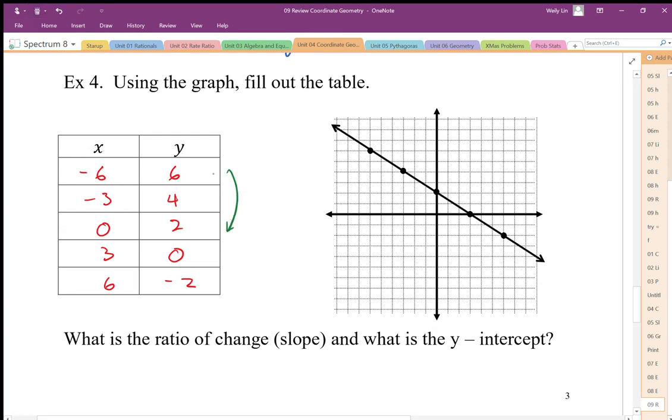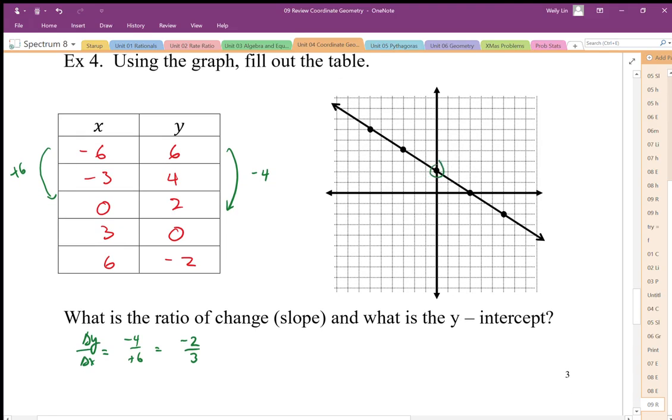Okay, and I can come up with my equation given just this picture here by showing my change in x or change in y. That's going to be down 4. In this case, it's going to be +6. Okay, so the slope is the change in y over the change in x, -4 to +6, or -2 to 3. The y-intercept is going to be that point there. It's going to be that coordinate, which is at 0, 2.